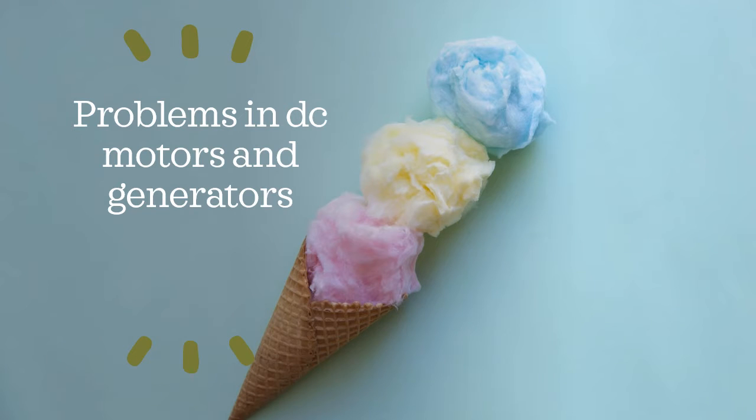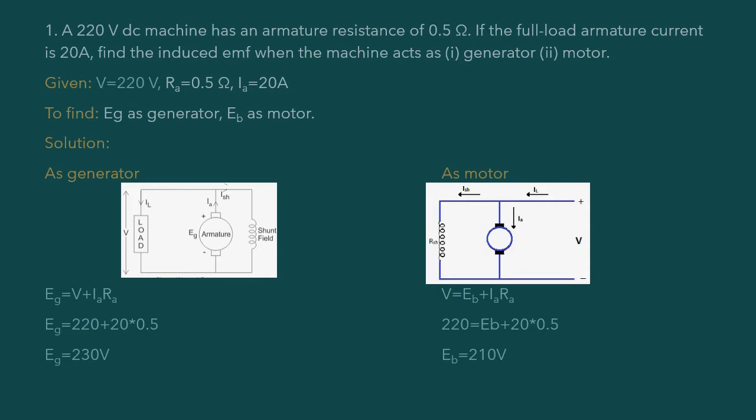In this video, we are going to see some problems on the types of DC motors and generators. The first problem is a 220 volt DC machine. The terminal voltage V is 220 volt, the armature resistance RA is 0.5 ohm, and the full load armature current IA is 20 amps. Find the induced EMF, E, when the machine acts as a generator.